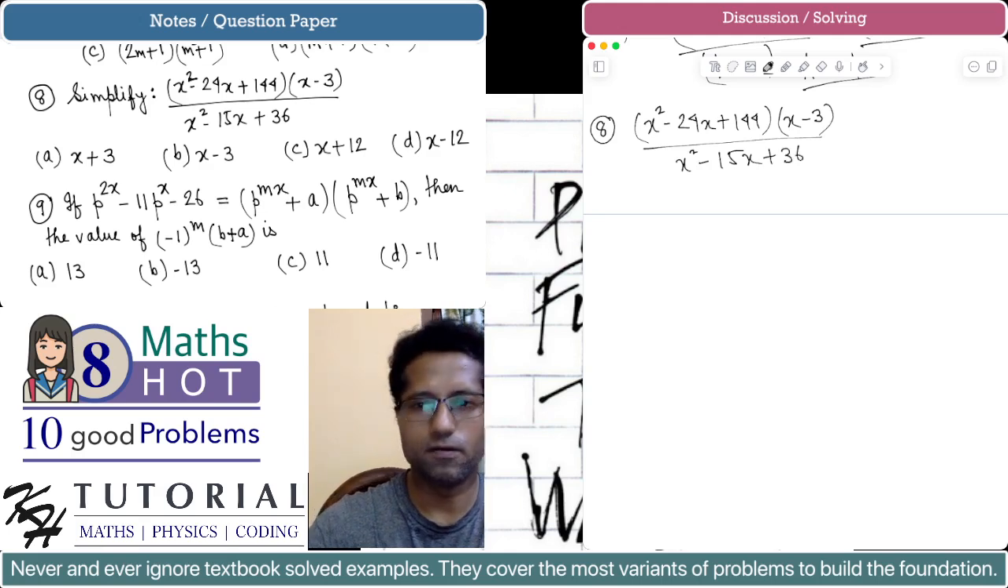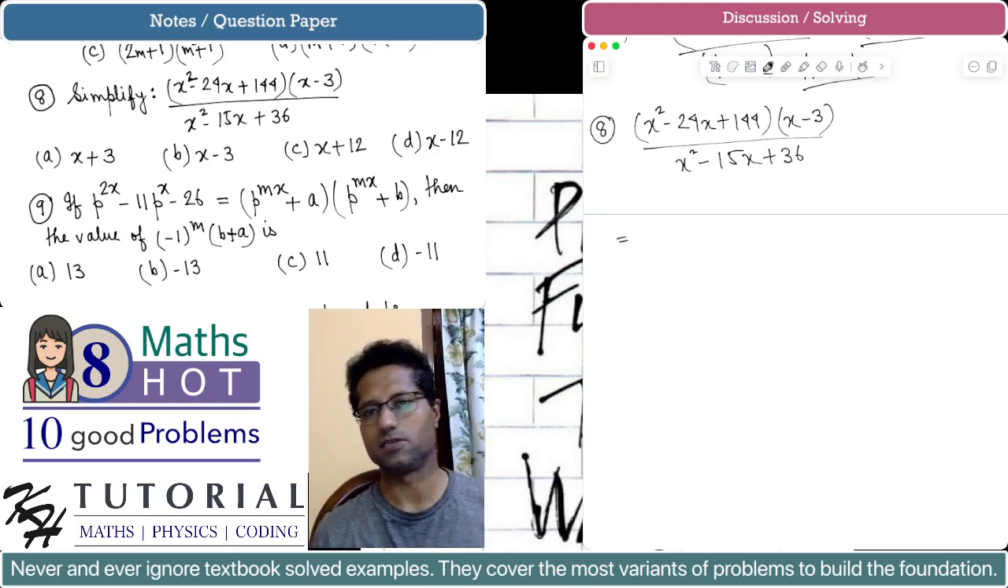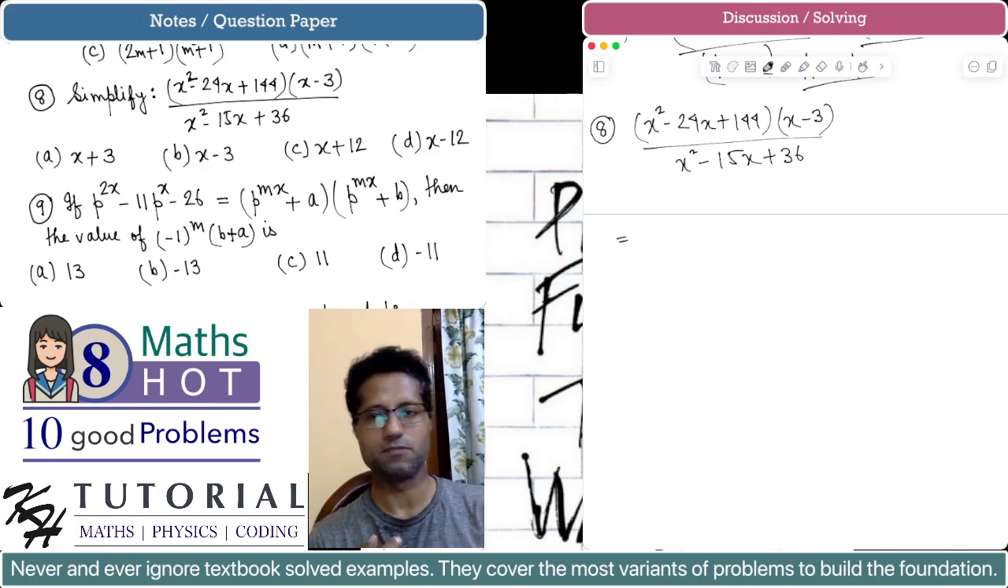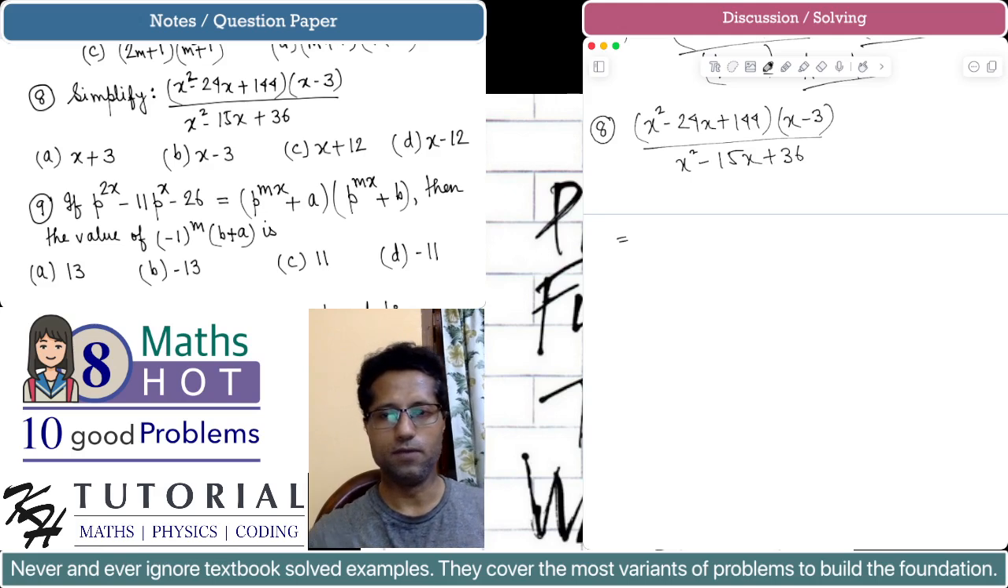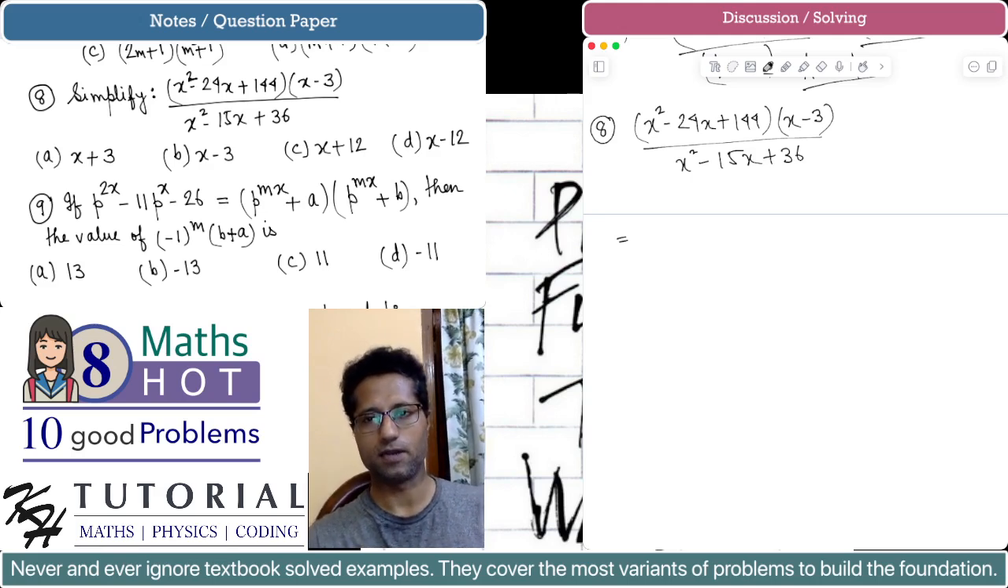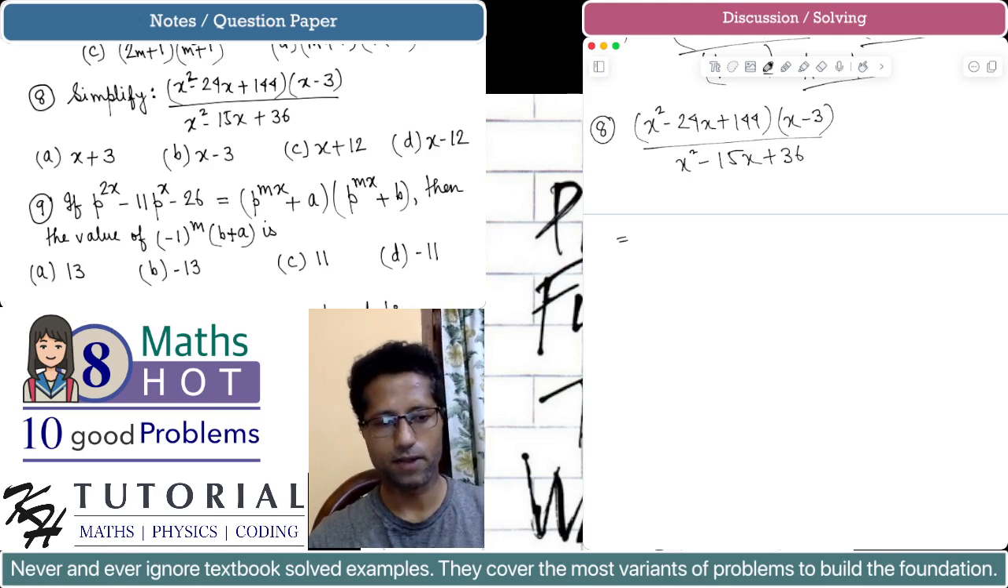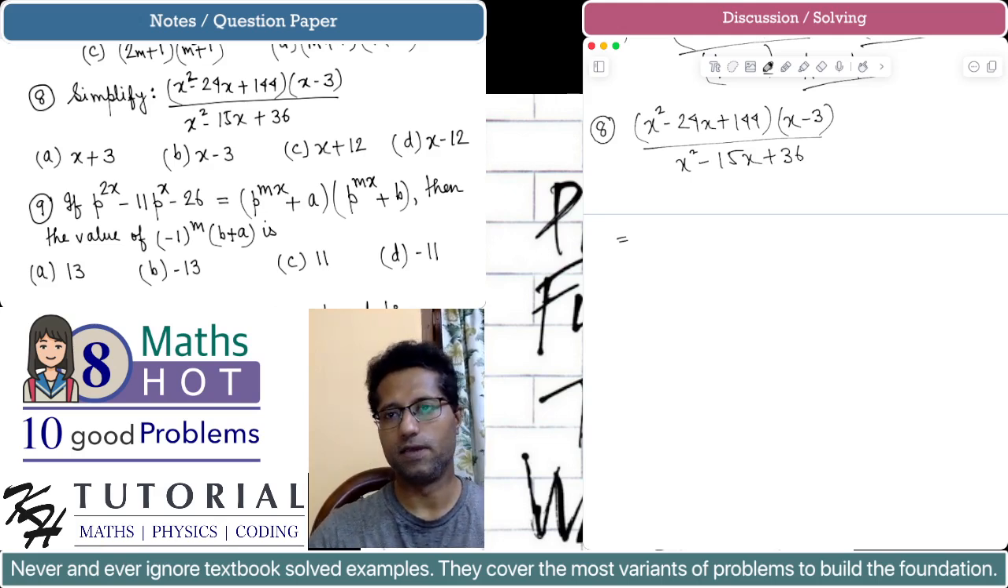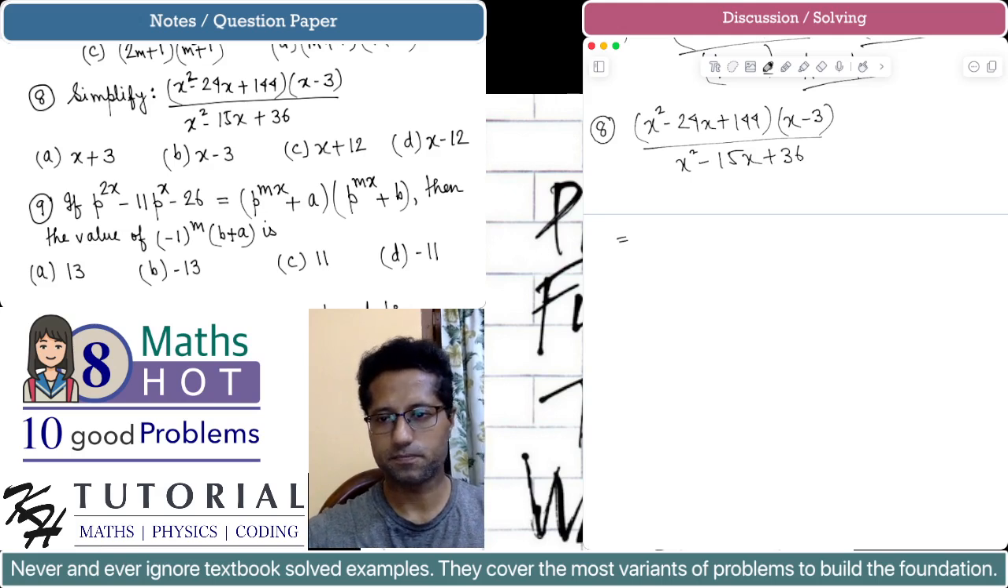To do this kind of simplification, where it is a rational expression, where both the numerator and the denominator are algebraic expressions, if we can, we should first factorize both the numerator and the denominator, and then we cancel out any common factors if we can see any. So what will be the factorization of x square minus 24x?